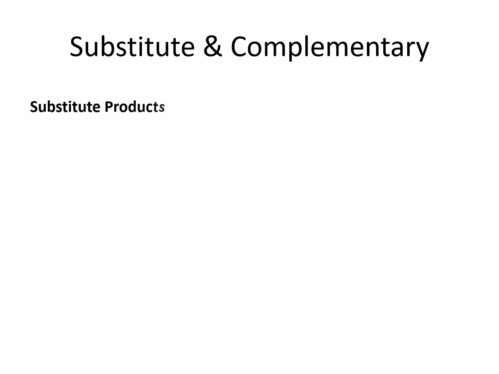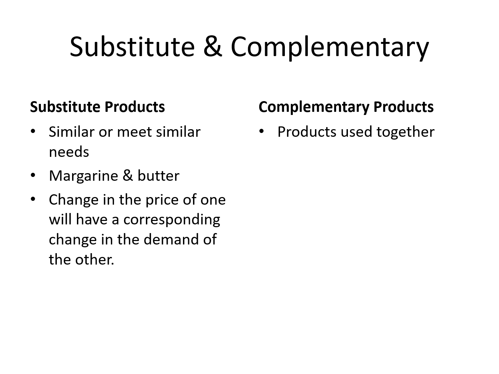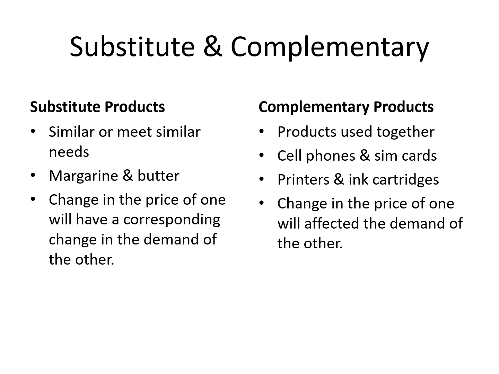So let's have a more detailed look at substitute and complementary products so that you understand the difference between the two. When looking at substitute products, as I stated, it's something that fills a similar need. So margarine and butter, for example, a change in the price of the one will have a corresponding change in the demand of the other. If I take myself, if I can find butter for really cheap, I would rather buy butter than margarine. But for as long as margarine is cheaper, I will be buying that.